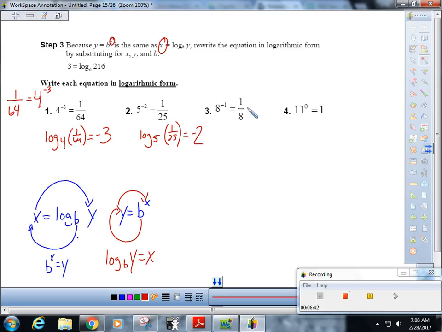Okay, so here, this is our base. This is our exponent that ends up by itself. So we will say log base 8 of 1/8 equals negative 1. Okay? And finally, for this one, log base 11 of 1 equals 0.